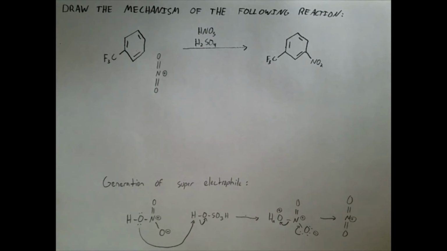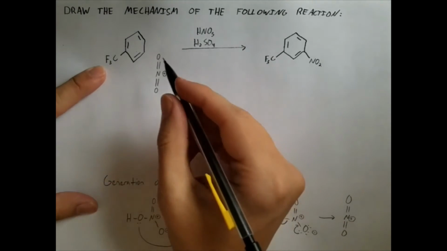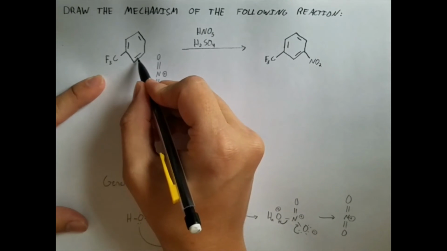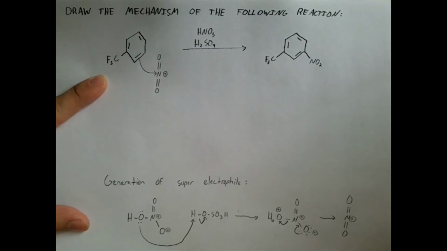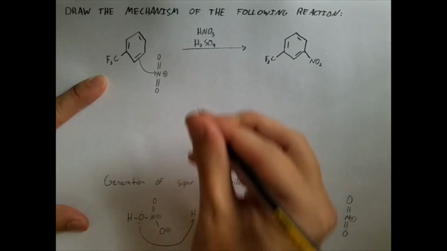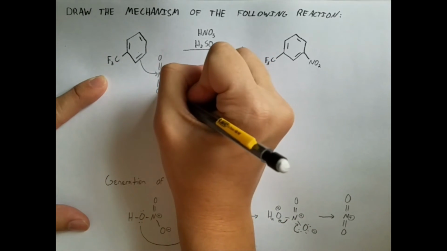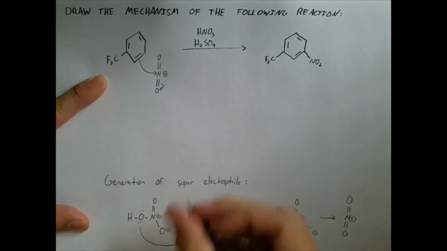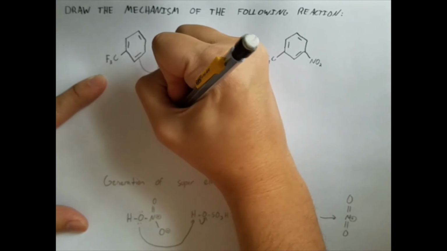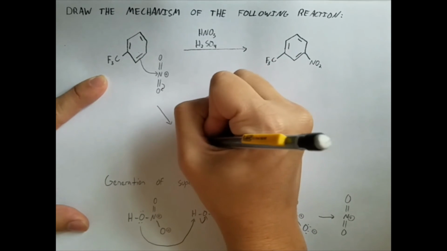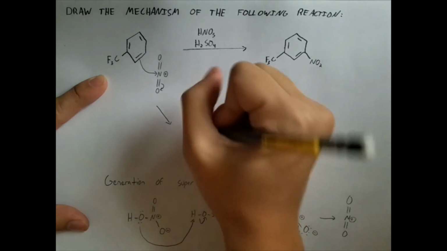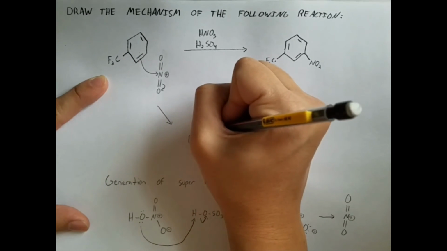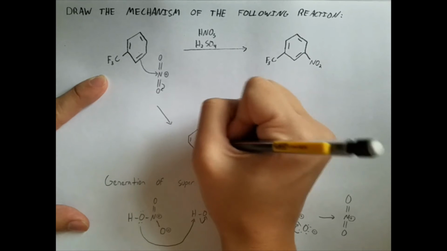So now that we know where it's going to add and how it's going to add, let's do the mechanism. So we're going to take these electrons from the benzene ring and we're going to attack the positive charge from our super electrophile that we created below. And we're going to push these electrons back onto the oxygen. And so let's draw the result that we have here. And what this is going to do is it's going to leave a positive charge on the benzene ring.